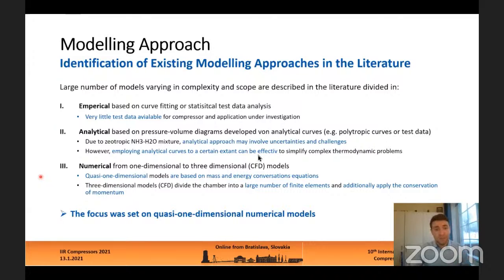The third group is the numerical approach, which varies from one-dimensional up to three-dimensional or CFD models. The quasi-one-dimensional models are based on mass and energy conservation equations, and the three-dimensional models divide the chamber into a large number of finite elements. And additionally to the mass and energy, we also apply the conservation of momentum. So for our case, we focus on the quasi-one-dimensional numerical models.